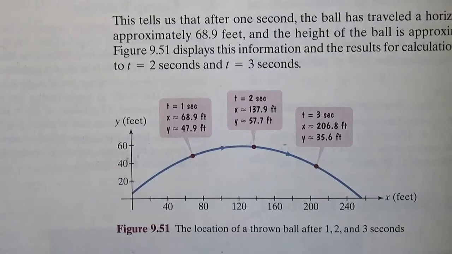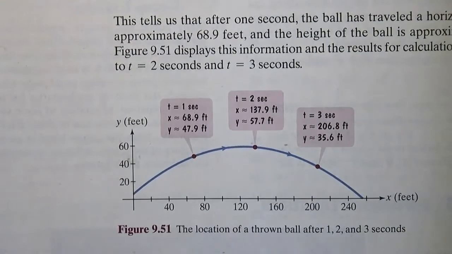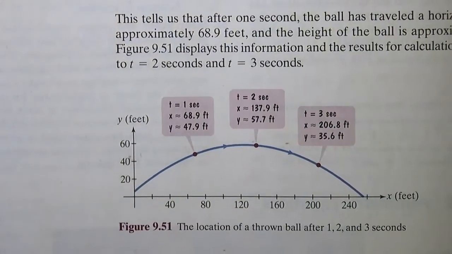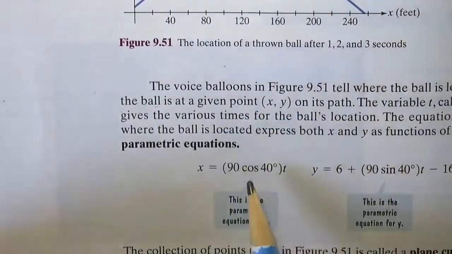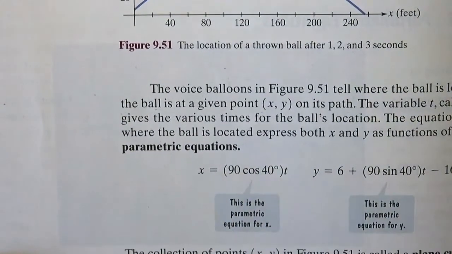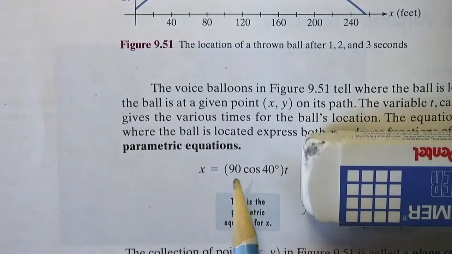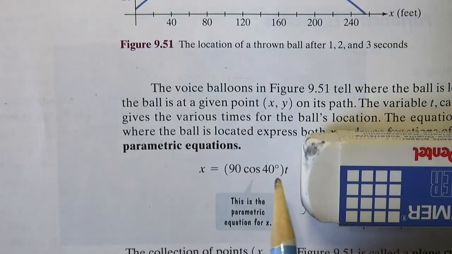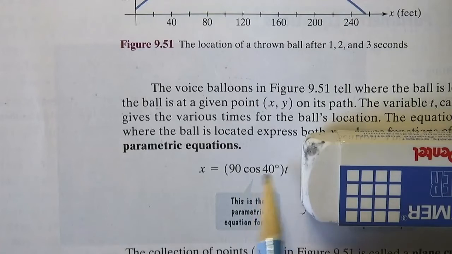I need two special equations, two unique equations. These could be the equations. Maybe you have an equation for x where it says x will be 90 times the cosine of 40 times t. Now, where do they get that? Remember, cosine is the x amount. And 90 was just like the speed they started with.